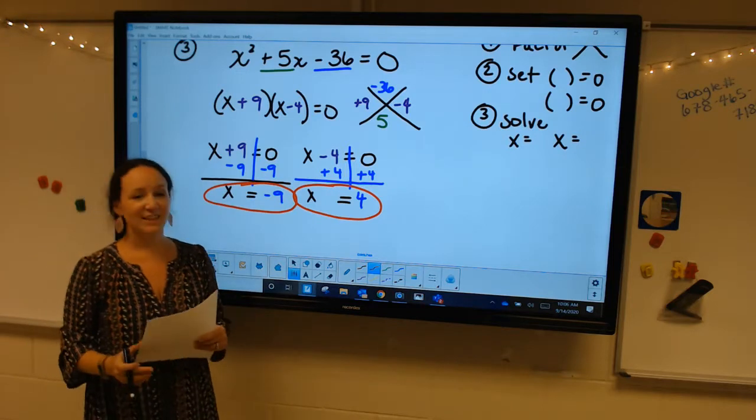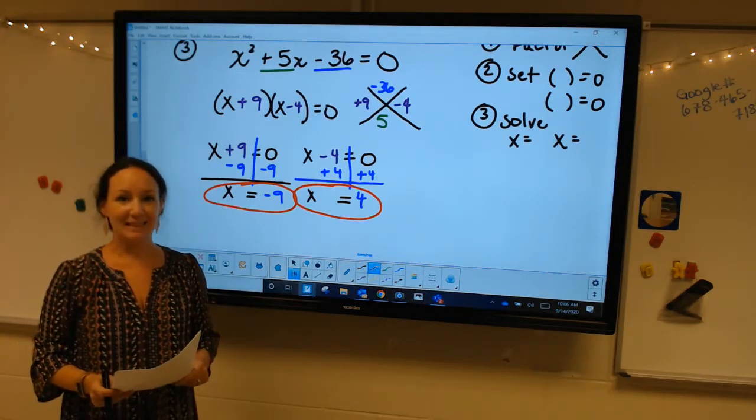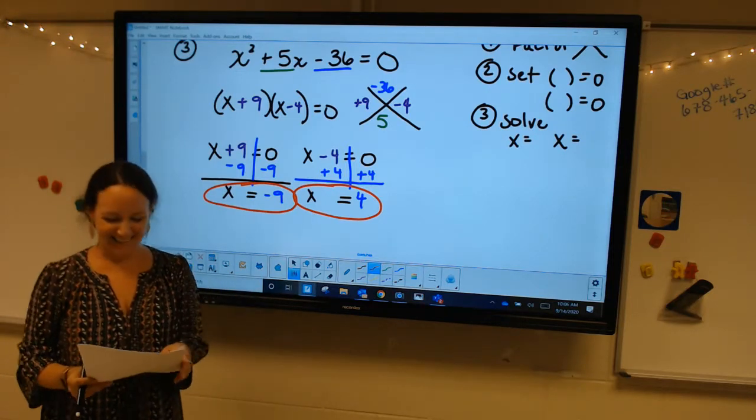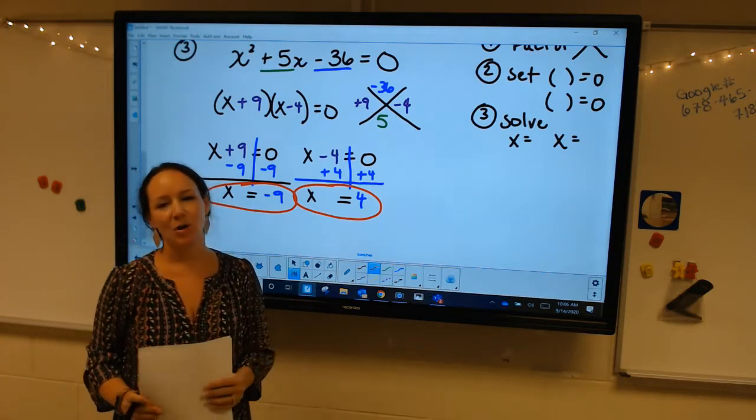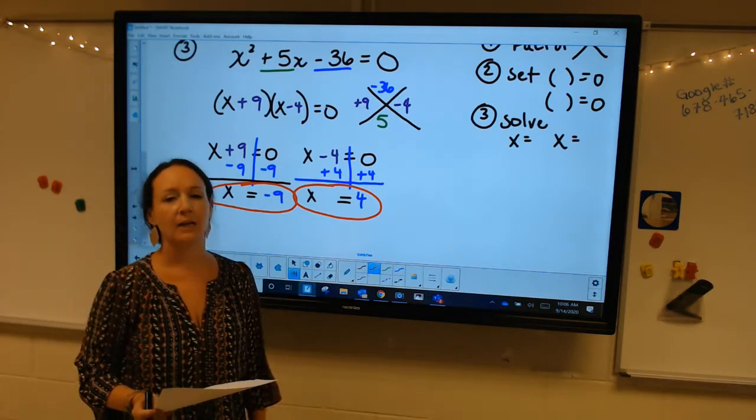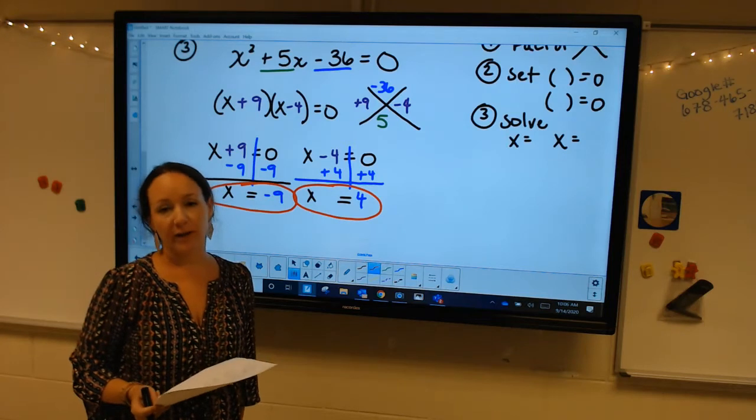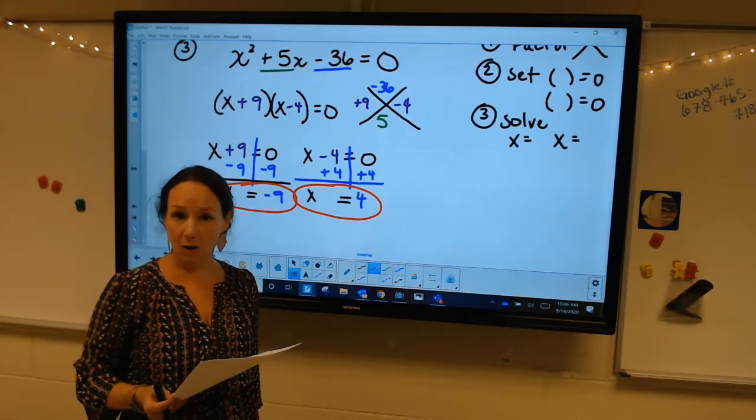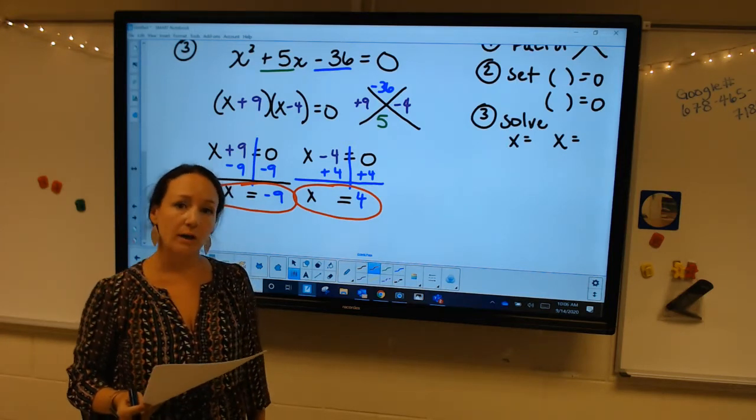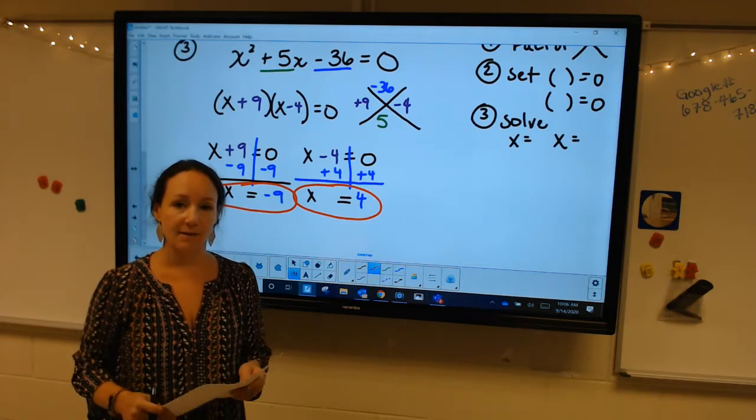Did you get negative 9 and 4? I hope you did. All right, so we're also going to have to talk about factoring to solve a quadratic when a is not 1 or when a is greater than 1. So we'll do 2 examples of that as well.